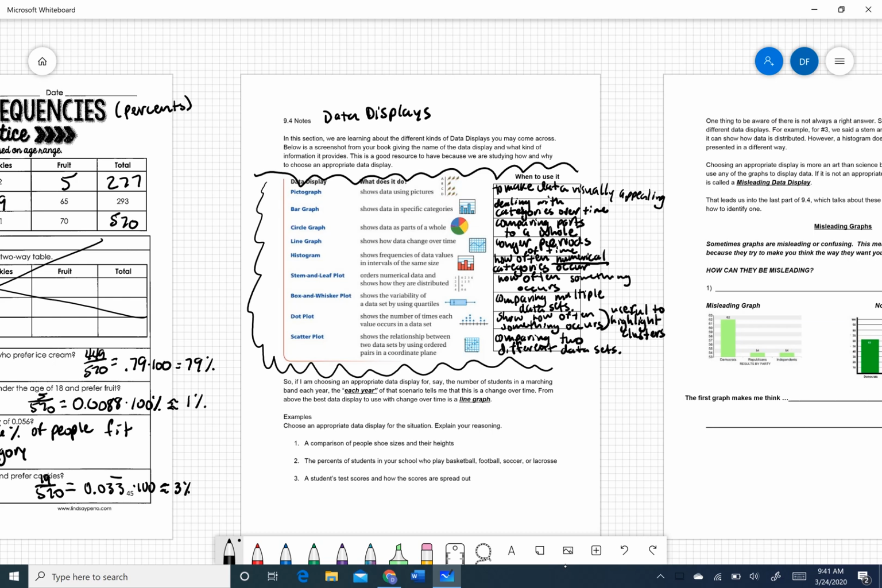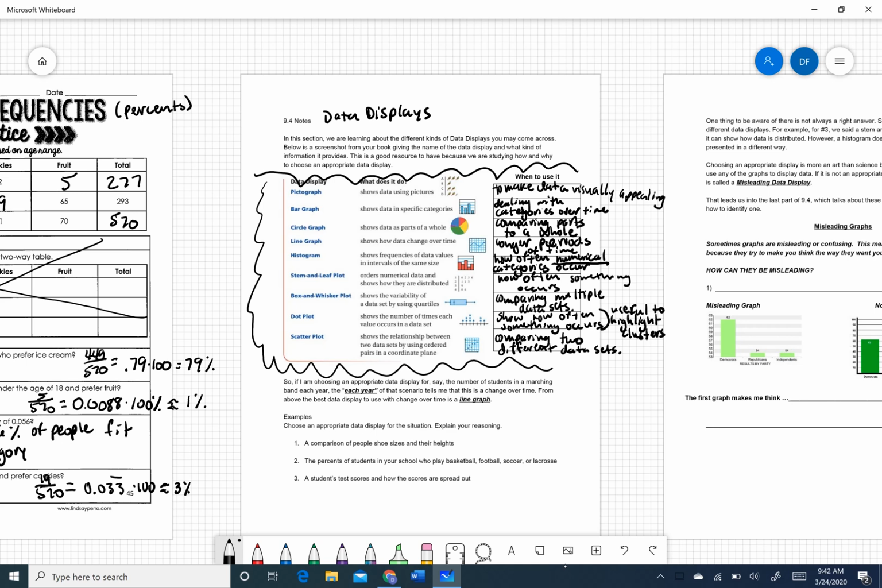So like I said, we talked through the different data displays that we might see. Now I want to talk about different situations and different data sets that we might see, where we have to choose a specific type of data display for that scenario.